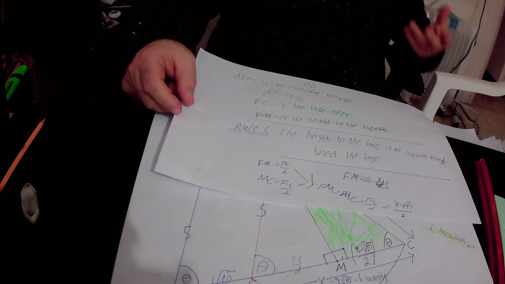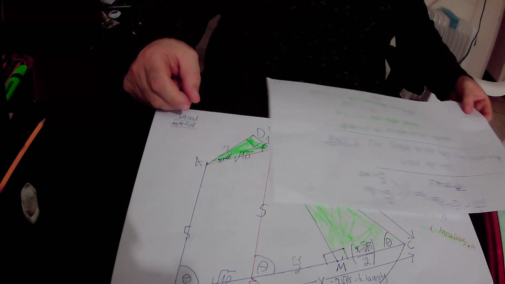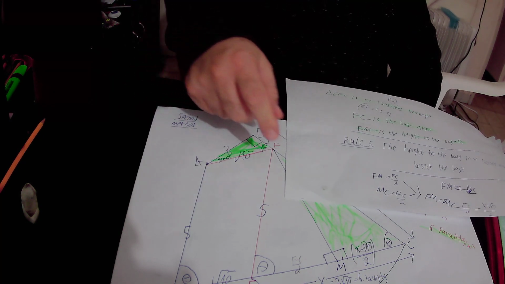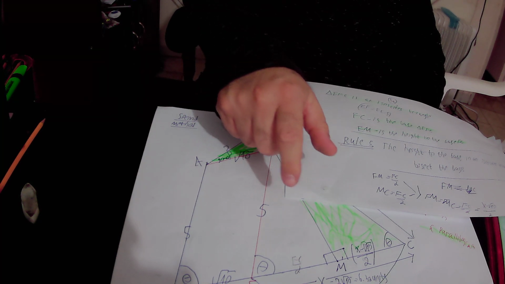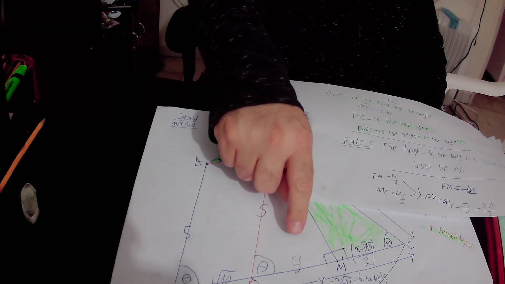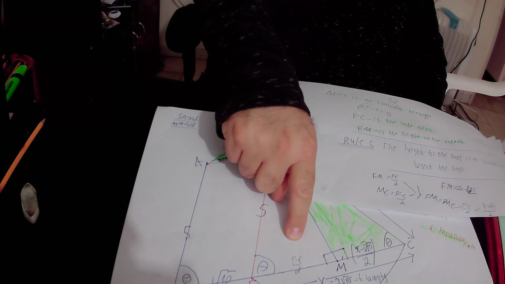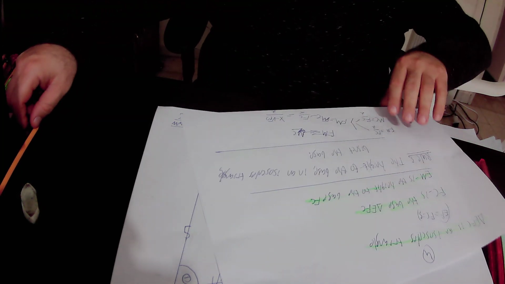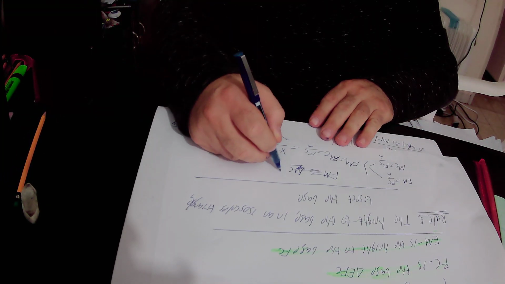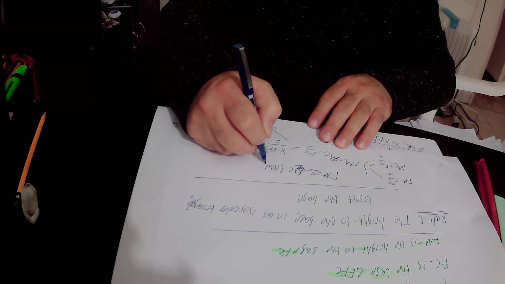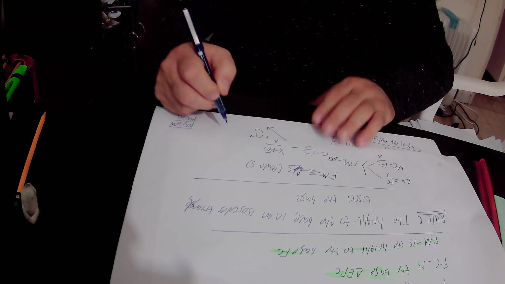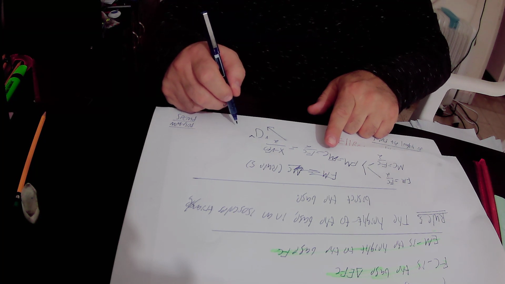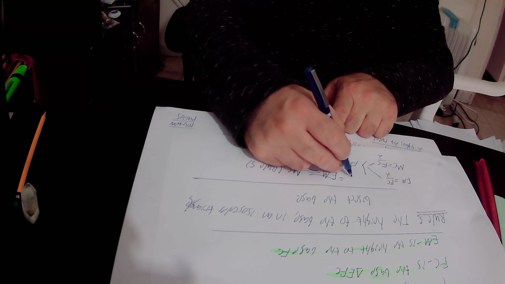But what is the length of each equal part? It is half of the length of the base FC. That is to say, FM equals FC over 2, and MC is also equal to FC over 2. So FM equals MC according to rule number 5, and the length of each part is half of the length of FC.